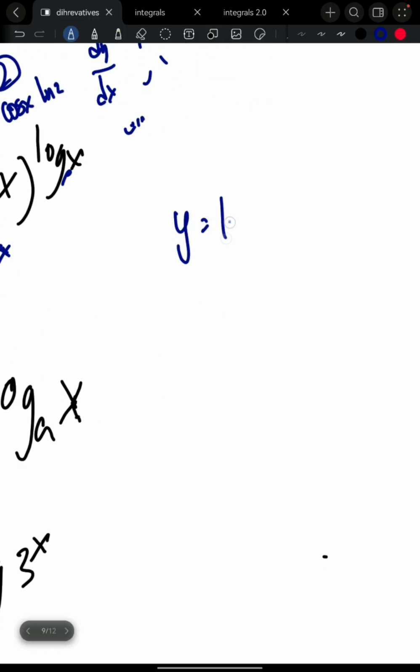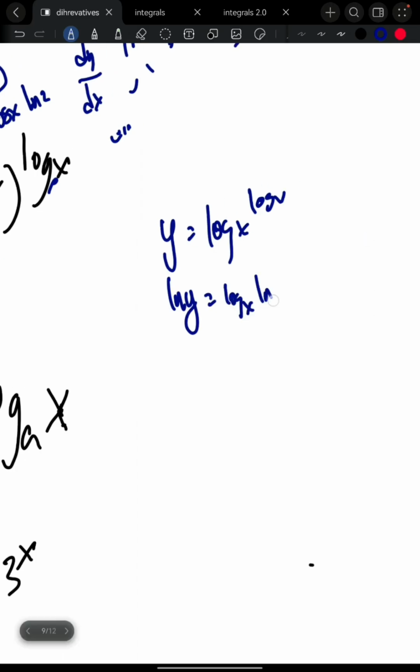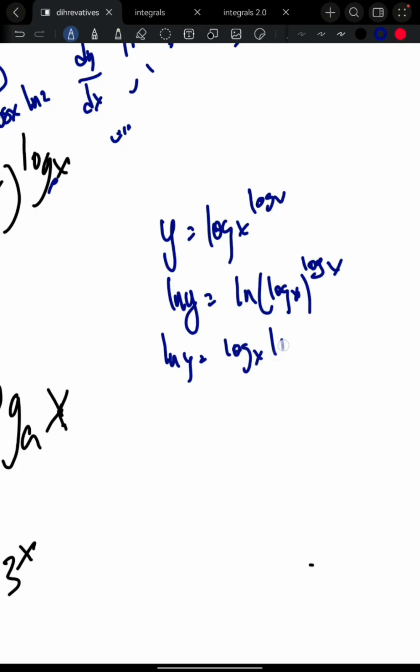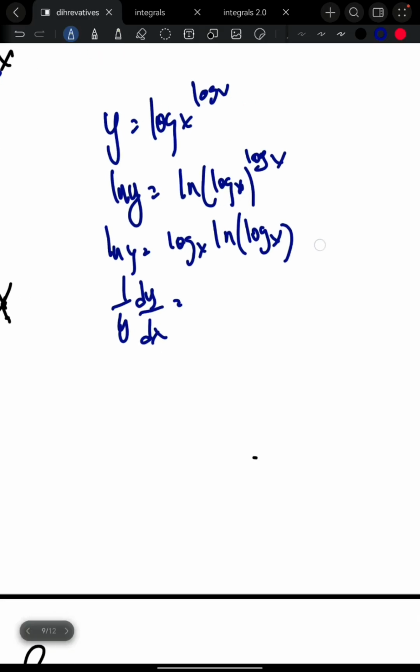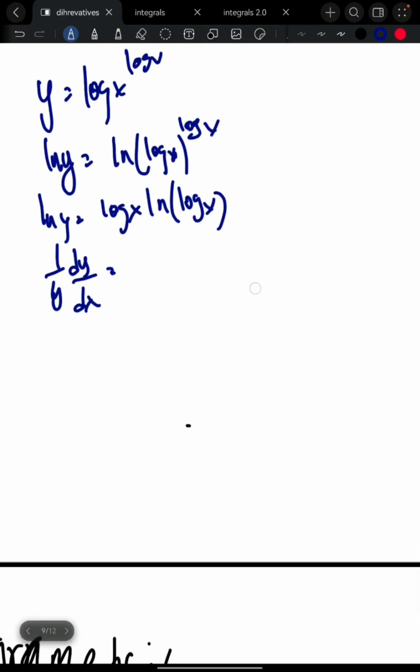y is equal to log x to the power of log x, right? So you're gonna get ln of y is equal to ln of log x to the power of log x. And then ln y is equal to log x times ln of log x. So get 1 over y times dy by dx is equal to, you're gonna differentiate this.